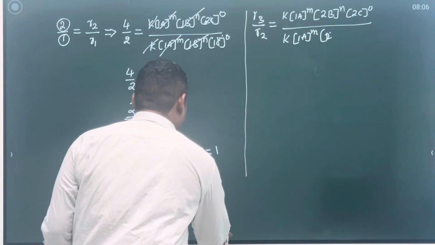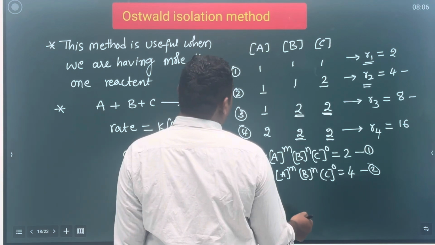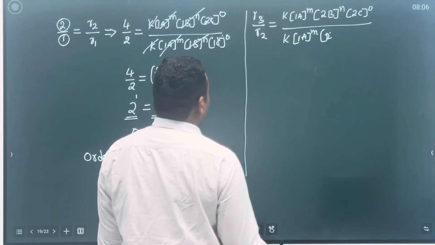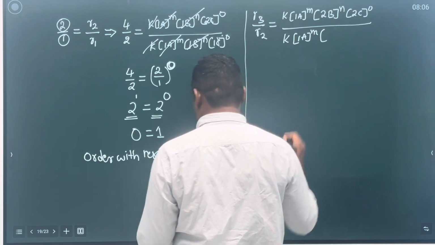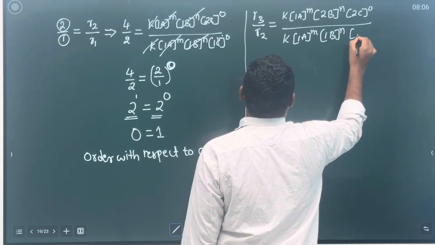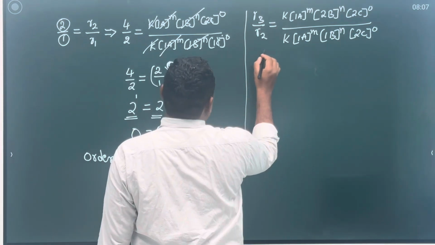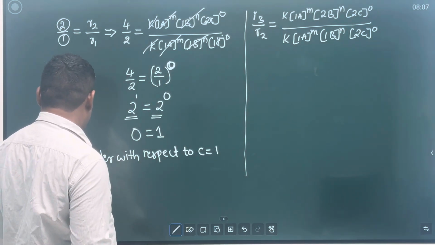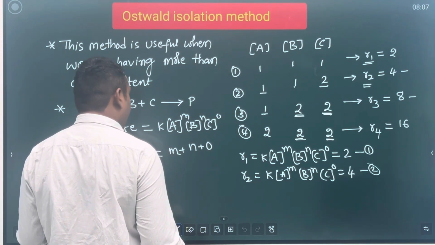One second. What is R3? Write R3 here. In R2 it is 1B power N and 2C power O. So here R3 is what? How much is the R3 value? R3 value is 8, R2 value is 4, means 8 by 4.